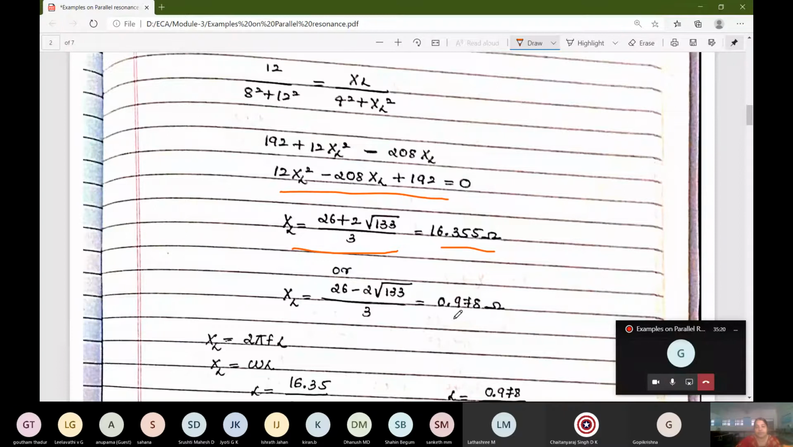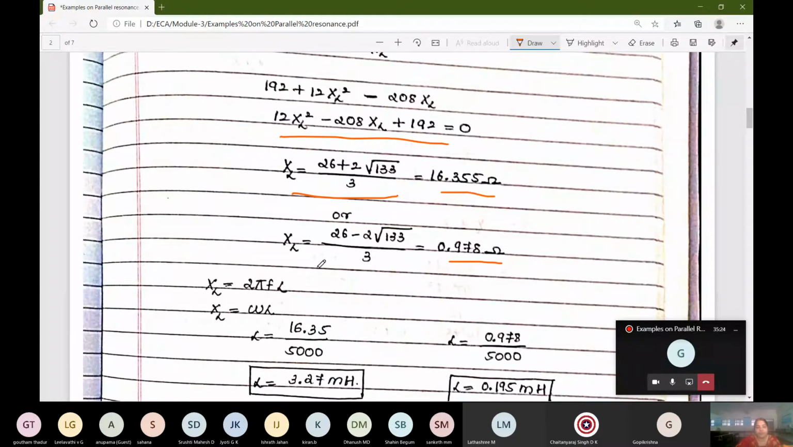It is 16.355 and 0.9780 ohm. We got this as XL. This is finding XL. What have they told you to find? They have told you to find L. So write XL in terms of L. How will you write? It is nothing but 2 pi FL. This is important. XL is equal to 2 pi FL.